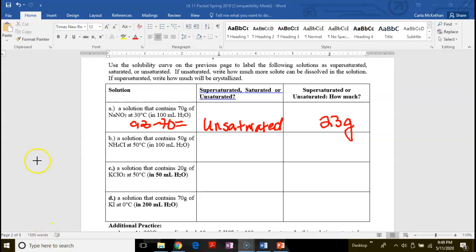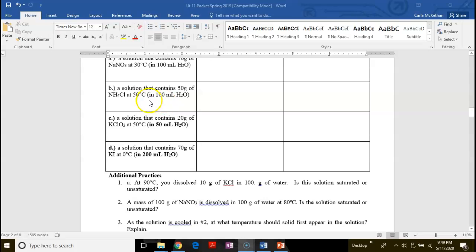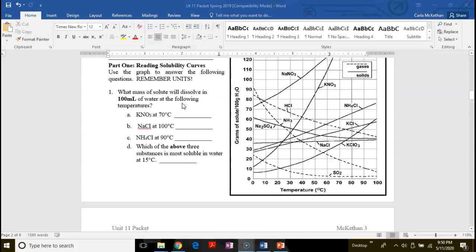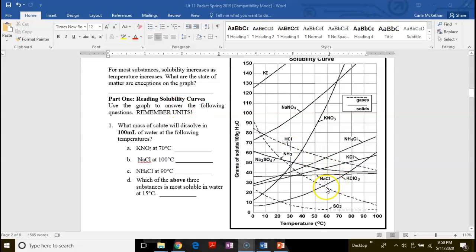Now, letter B. It says a solution that contains 50 grams of ammonium chloride at 50 degrees Celsius and 100 milliliters of water. So we're going to go back to our graph. We're going to find 50 degrees at the bottom, and then we're going to find ammonium chloride's line. So at 50 degrees, ammonium chloride's line is right here. And then we're going to go to our left, and that maximum amount is 50 grams.